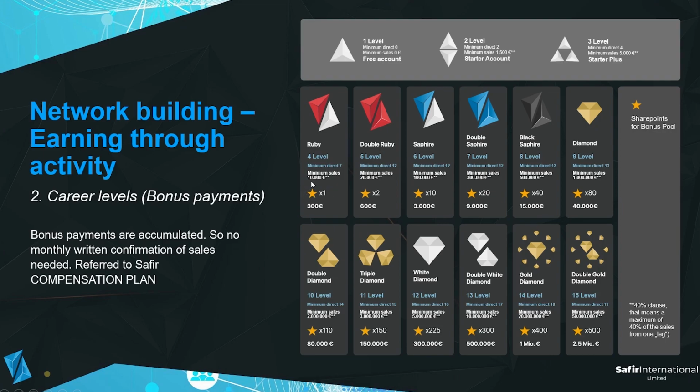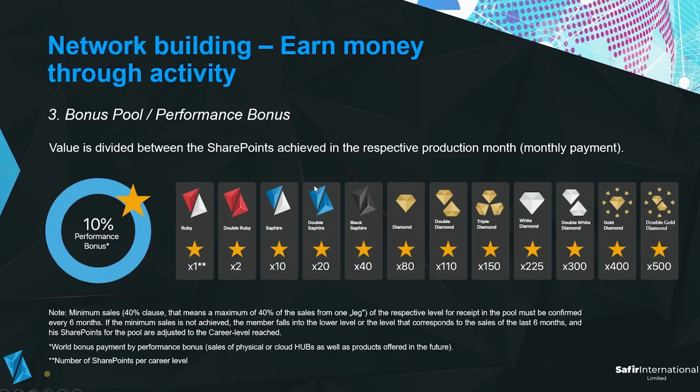Here you see the bonus pool. 10% of all sales are going into this pool, meaning that with 1 star, for example, you're getting a share of the whole company's sales. So let's say 1 million was the turnover. 10% of 1 million is 100,000. So 100,000 are in this pool now.